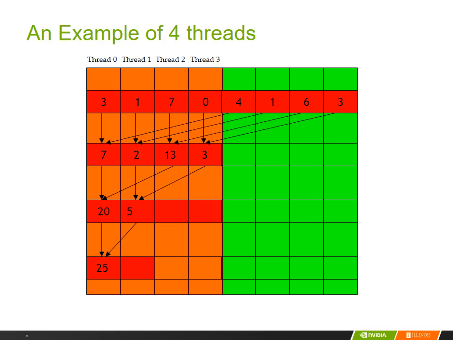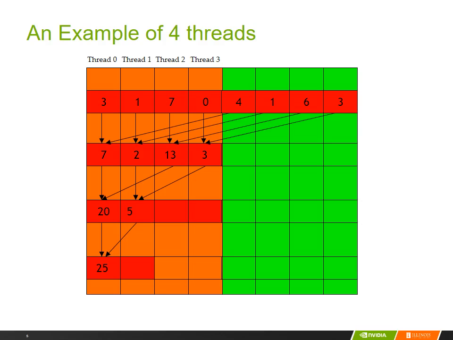So 3 will be added to 4, and 1 will be added with 1, and 7 will be added with 6, and then they will be accumulated into the responsible location for these threads. So in the second step, we only have 4 partial sum elements, and we only need 2 threads to add them together. So we're only going to need thread 0 and thread 1.